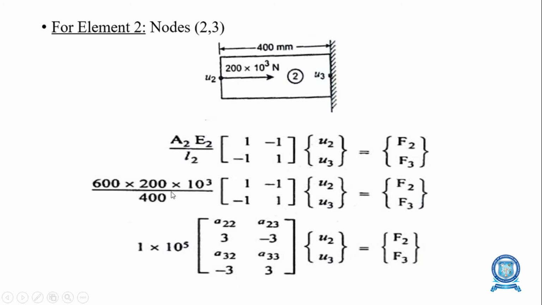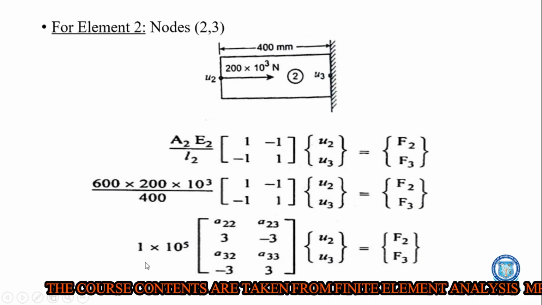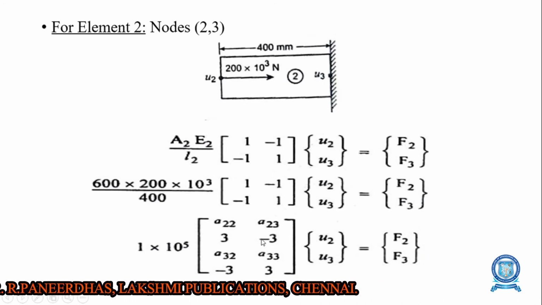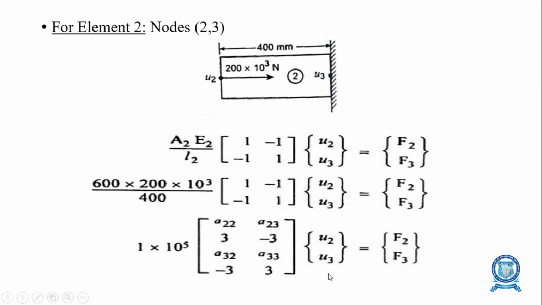So now we are substituting these values in this equation. After multiplying 600 into 200 into 10 to the power 3 divided by 400, we get the value 3 into 10 to the power 5. We multiply the 3 inside the matrix and keep 1 into 10 to the power 5 outside the matrix. So 1 into 10 to the power 5 times the matrix of 3, -3, -3, 3, times U2, U3, is equal to the vector of F2, F3. This is the second finite element equation.